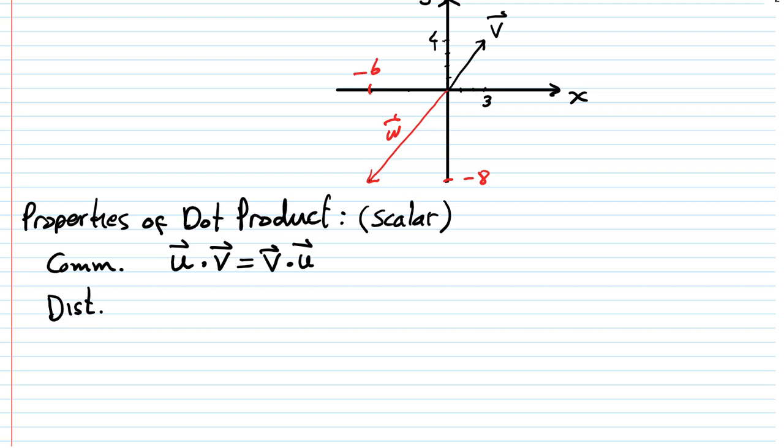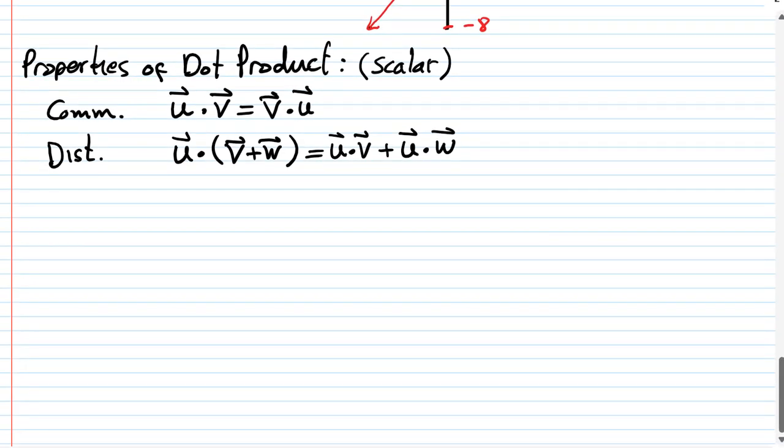Okay, and then the distributive property says if you do vector u dotted with the sum vector of, let's say, v plus w, then we can write this as u dot v plus u dot w. So that is commonly known as the distributive property. And again, I want to emphasize u here is not necessarily the unit vector that we've been talking about.